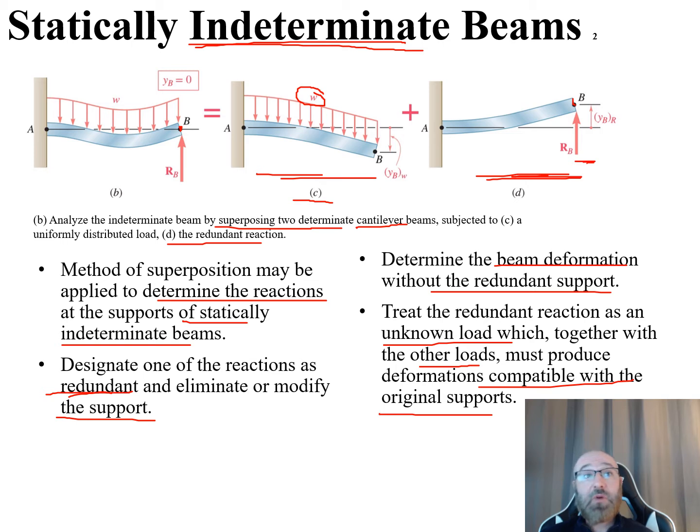If we go back up to our diagram in part B up here, we can see that redundant support there, the reaction at B. What this tells us is that if it wasn't there, the beam would deform and we'd have a deflection at point B. But because we have the support there, our y sub B is going to be 0 because it can't deform, it can't move at that point B.